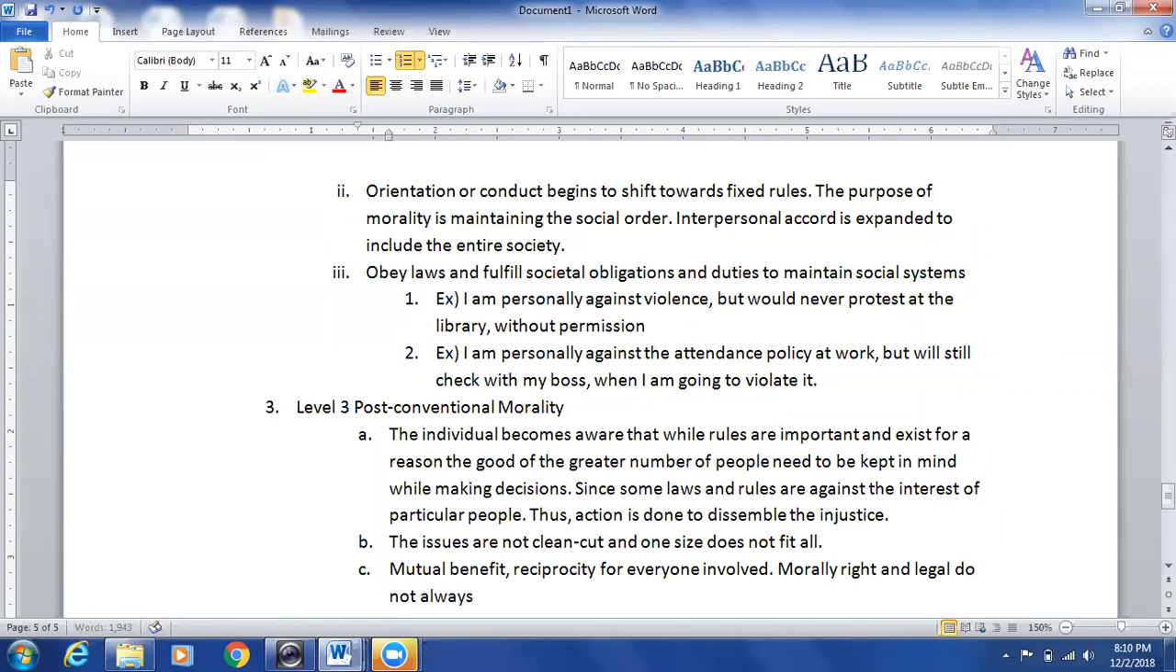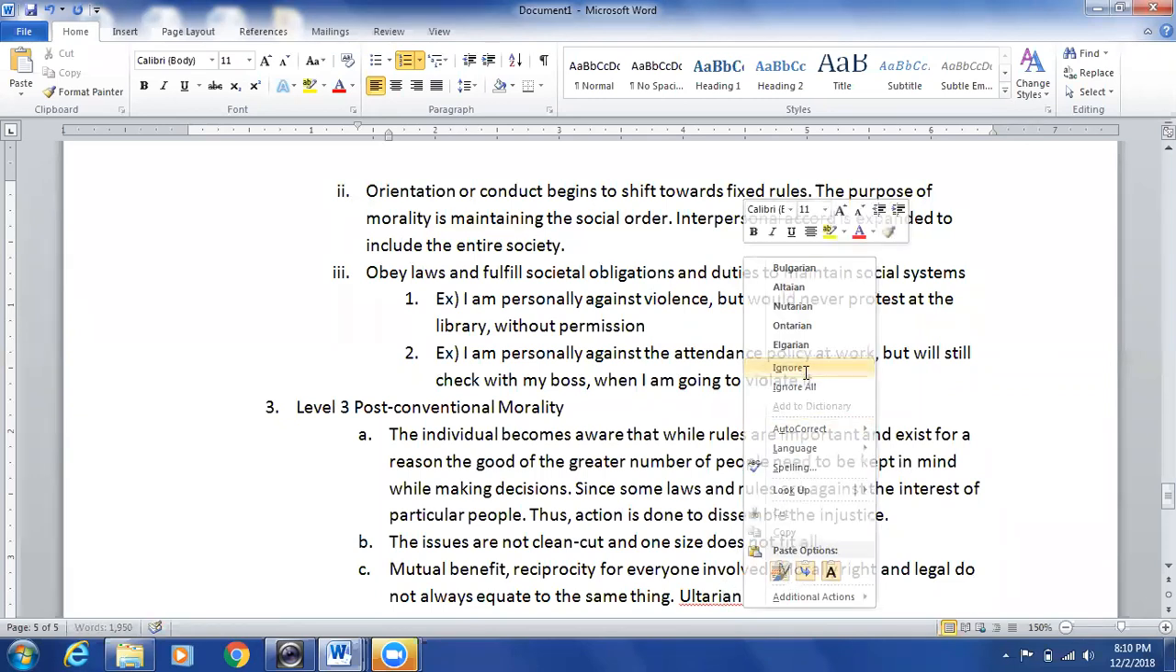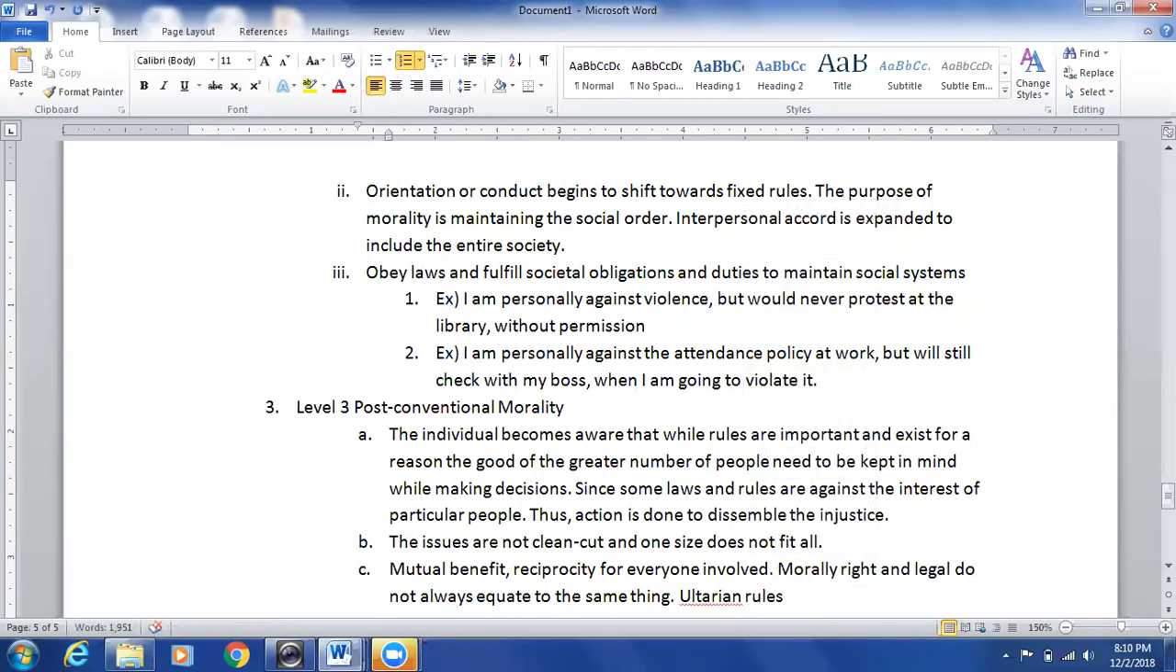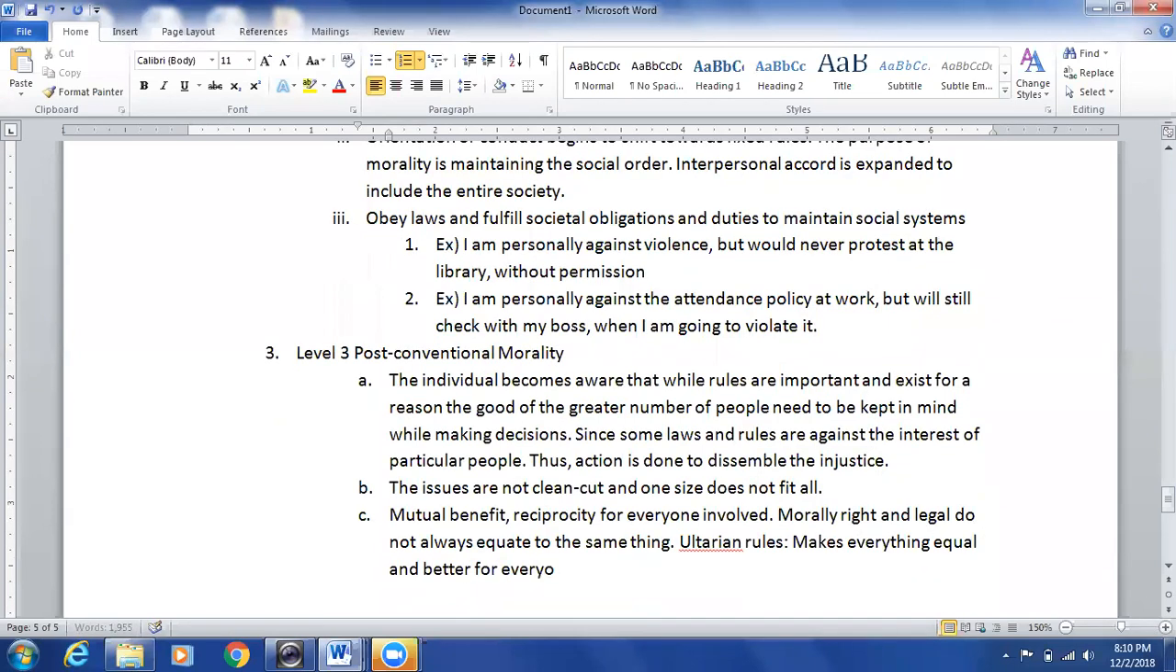Morally right and legal do not always equate to the same thing. So what is morally correct and what is legally correct don't always hold true. So that is where we have the ulterior rules, which essentially make everything equal and better for everyone.